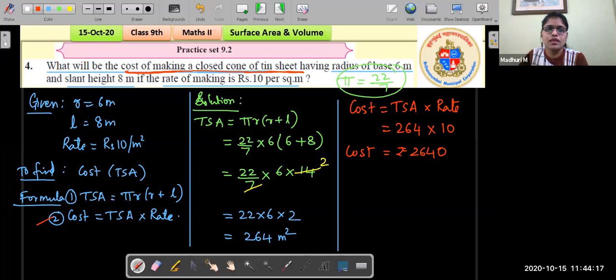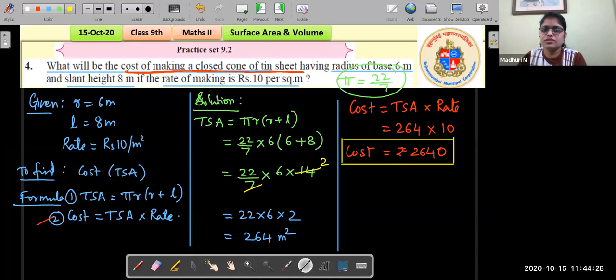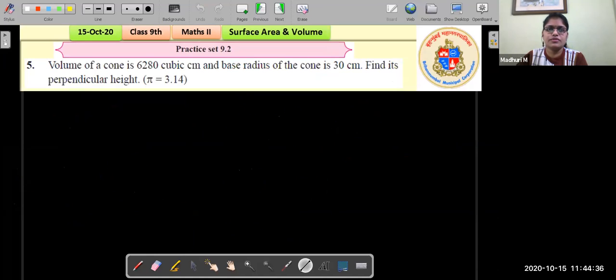Okay. Yes, and just highlight the answers. So what is the answer here? That's the cost, right, students? I hope this is very clear. Again, this question can be asked for 3 marks, and these are straight and easy calculations, right? We move to the next question now. So question number 5.